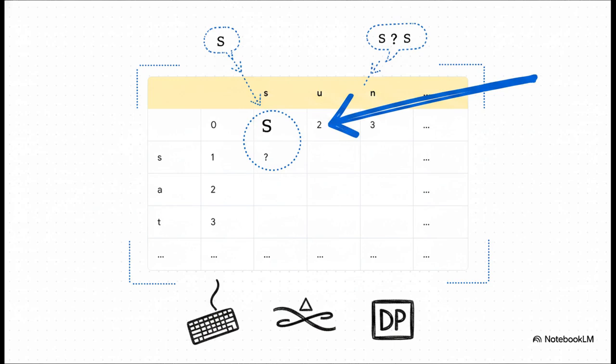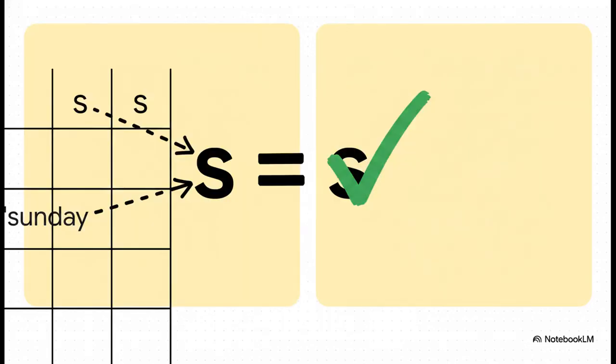Okay, our boundaries are all set. Let's fill in our first real cell. You see the one highlighted here? This box is going to hold the edit distance between the very first letter of each word, S and S. So how do we figure out what number goes in there? It's actually super simple. We just look at the characters for this cell. In this case, it's an S from Saturday and an S from Sunday. Do they match? Yup, they do.